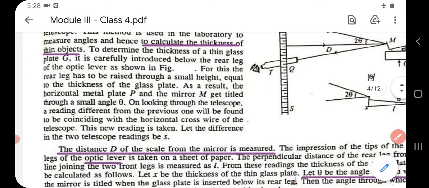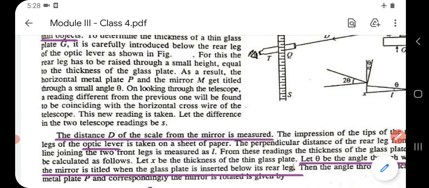You are given a thin glass plate and you are asked to measure its thickness. So first of all, you are given a scale and telescope arrangement. Before placing the glass plate, you note down the telescope reading by looking at the horizontal crosswire reading, and keep it with you. Now you place the thin glass plate below the rear leg of the optic lever. Once it is placed, there will be a slight tilt in the whole apparatus, that is, a slight change in the angle of inclination.